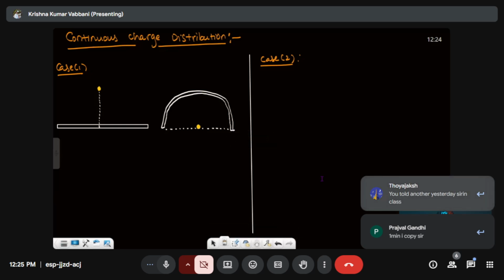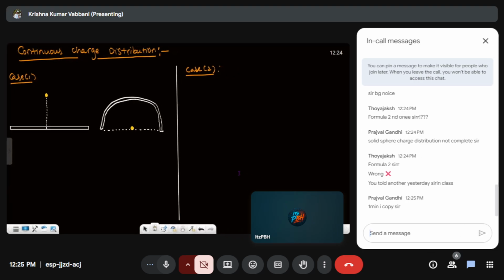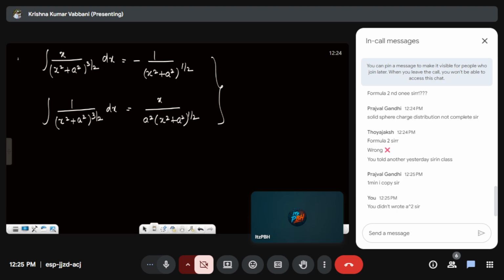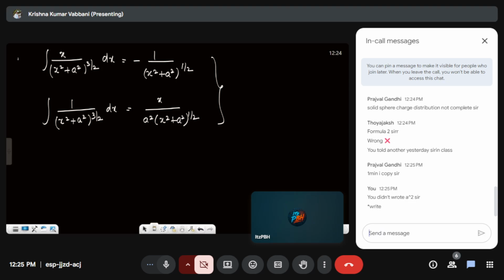What did I give yesterday? I gave these formulas only, right? Please note them. If I give other formulas, please note these formulas. These are the correct formulas. Okay, let's continue the class.